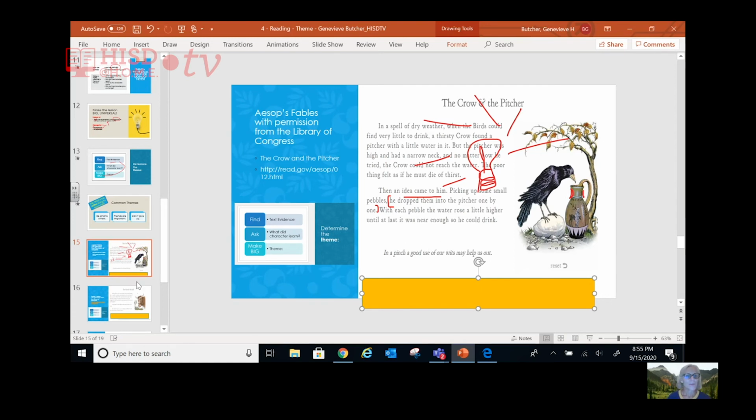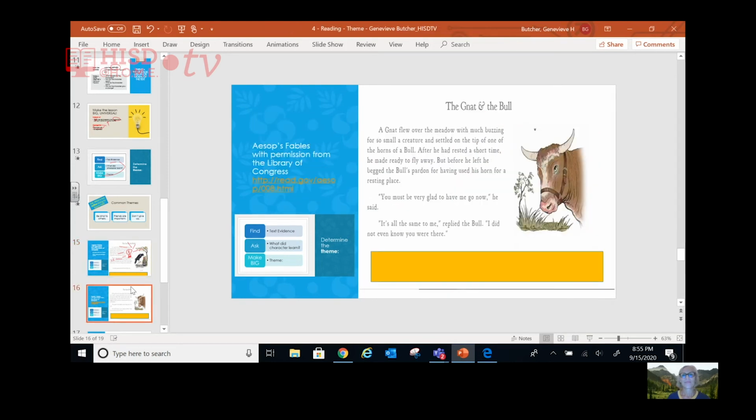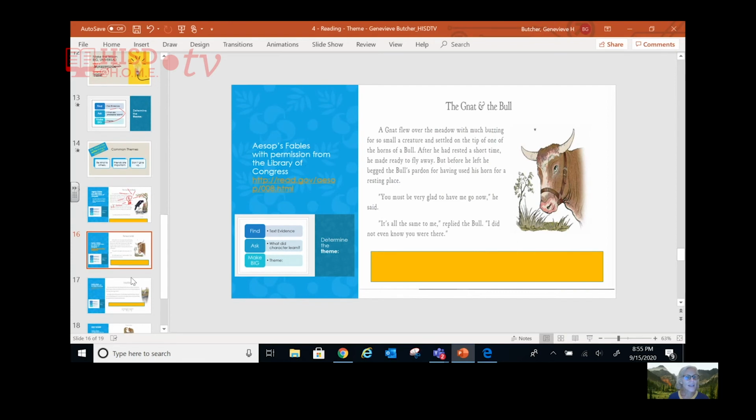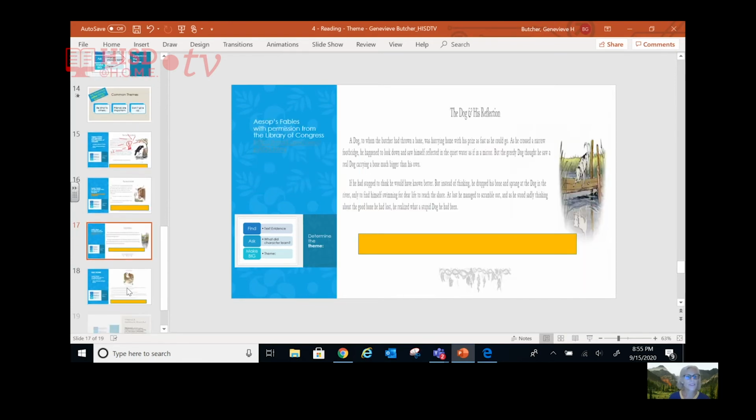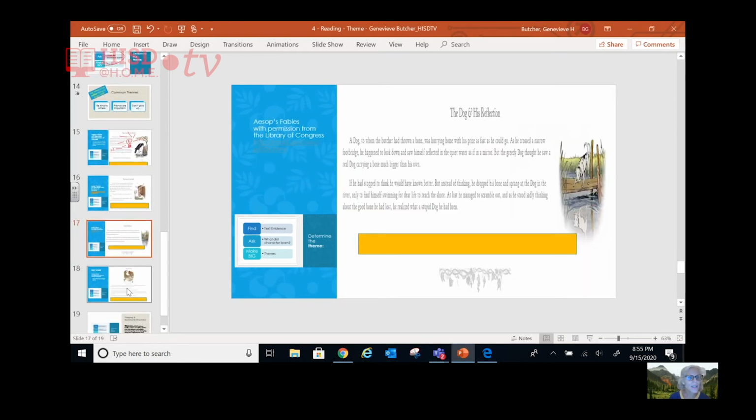Okay. All right. I'm going to do another one. So the gnat in the bowl. Actually, I'm looking at time and I'm going to do this one, the dog and his reflection, because then we have our exit ticket. Okay, the dog and his reflection.